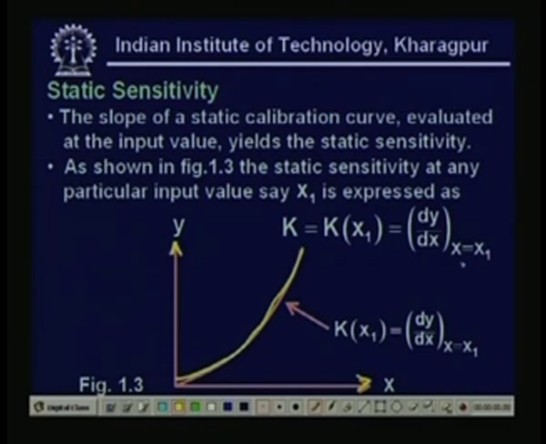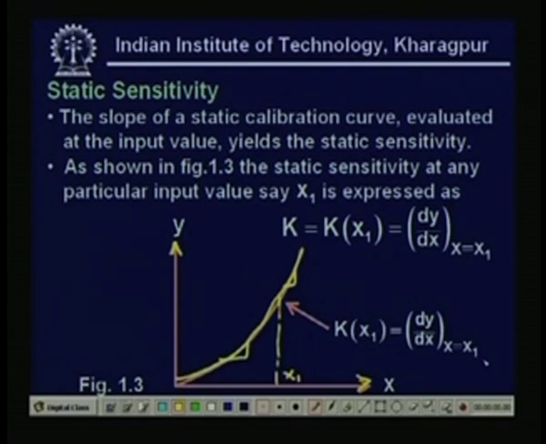The static sensitivity is defined at x1 value. Suppose I say this is the x1, at the value x1, the slope of this calibration curve. So, it is dy by dx at x equal to x1. Interestingly, you see the static sensitivity varies. There is some value here, here it is some different value. So, the static sensitivity for the nonlinear curve will change. It depends on what point you are measuring, right.